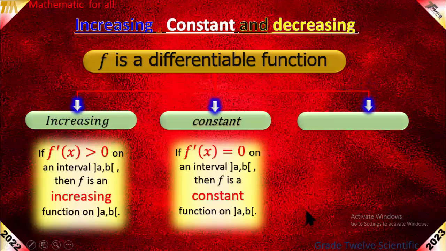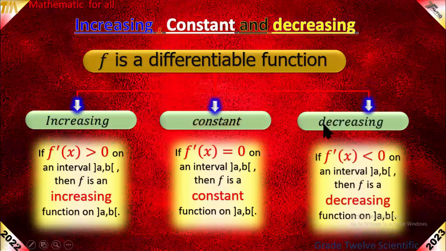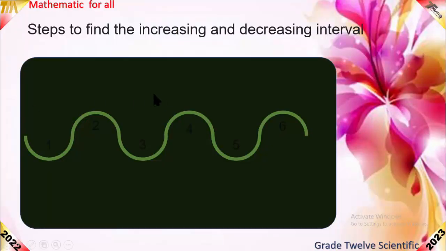Or the function is decreasing when f prime of x is less than 0, or its graph is under the x-axis at the interval AB. Steps to find the increasing and decreasing intervals.